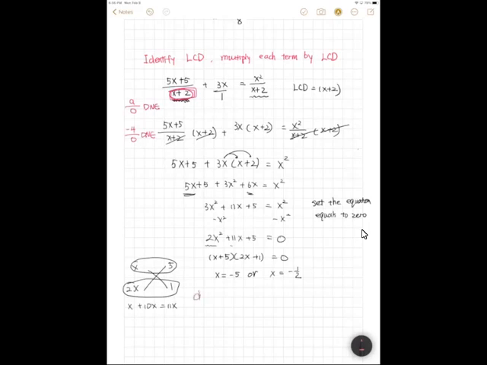Well, that means we have to check our solutions. So we have negative 5. We want to plug x equals negative 5 back into the denominator to check if it equals 0. So I have negative 5 plus 2, which is not equal to 0. So that means this is our solution. We have negative 1/2 plus 2, which also does not equal 0. So this is also our solution. So now we can circle the solutions.